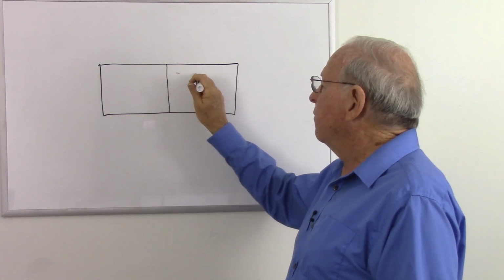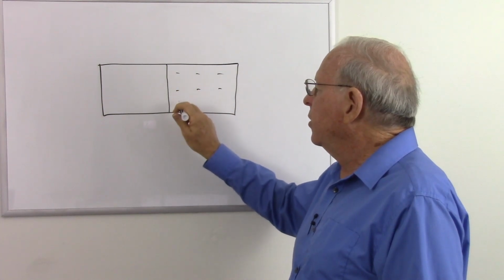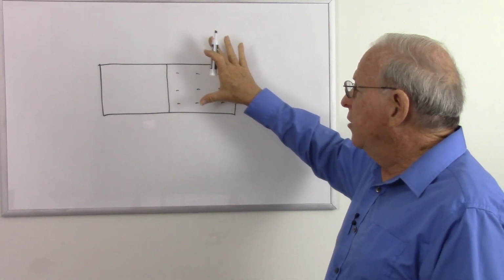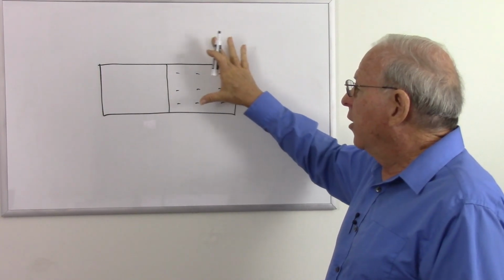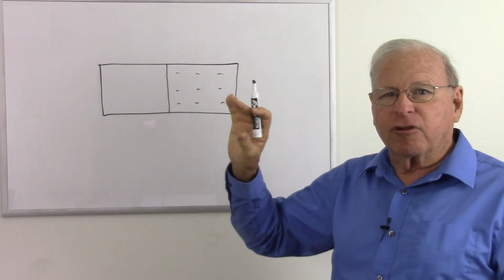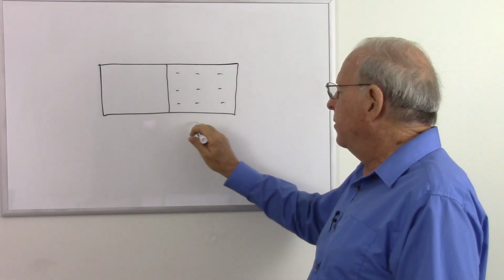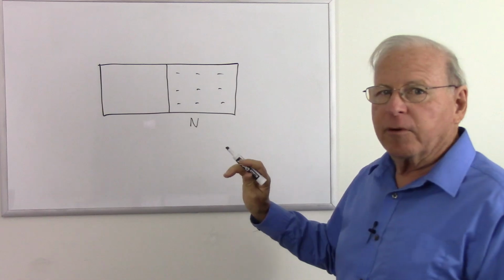So I'll just draw a few negative signs over here to represent a few arsenic atoms that are diffused into this intrinsic silicon. Because it has extra electrons, and electrons are negatively charged, we call this N-type material. So there's N-type over here.